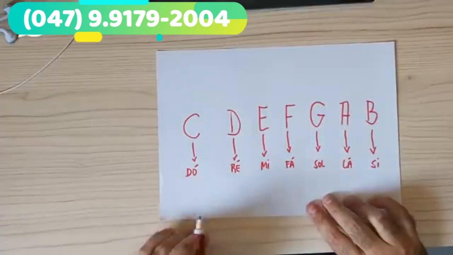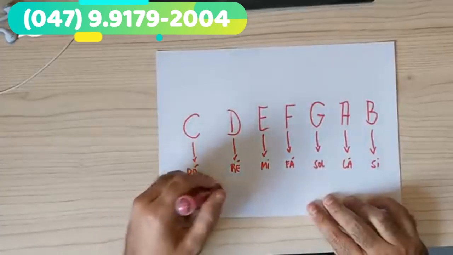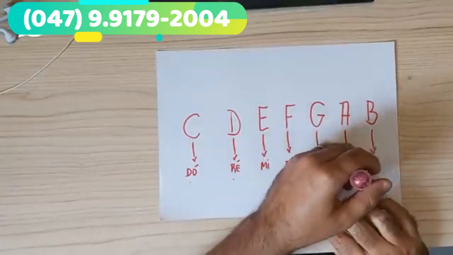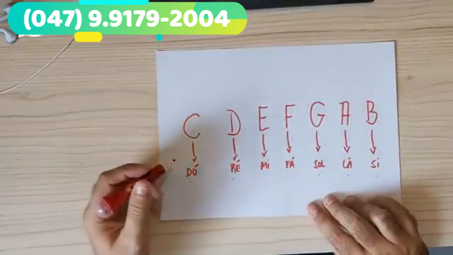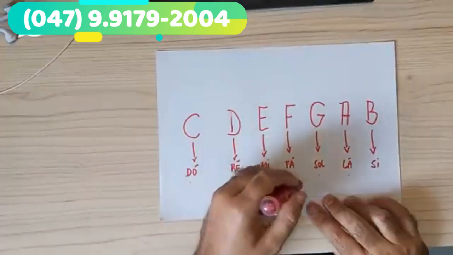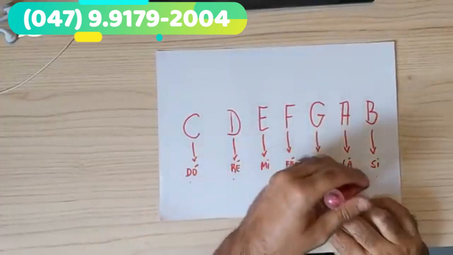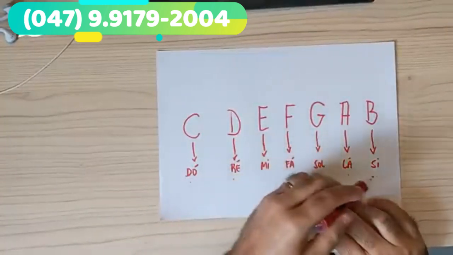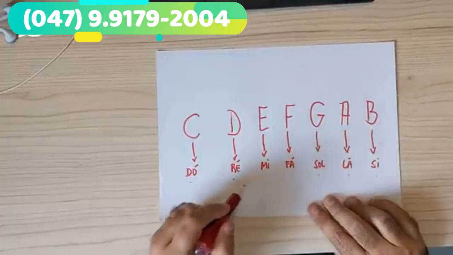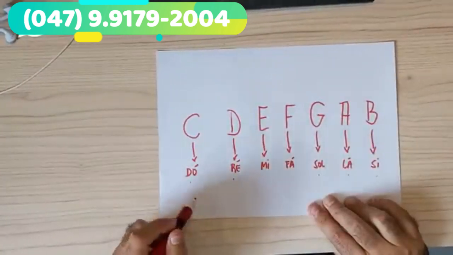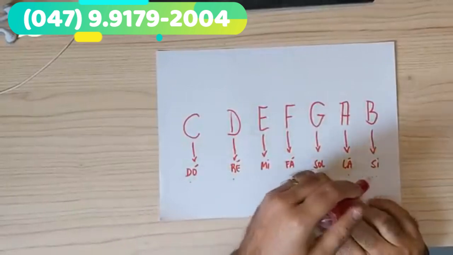Do, re, mi, fa, sol, la, si, if we're going to hum that, right? Do, re, mi, fa, sol, la, si. Or backwards: si, la, sol, fa, mi, re, do. All right. Well, so far everyone knows.